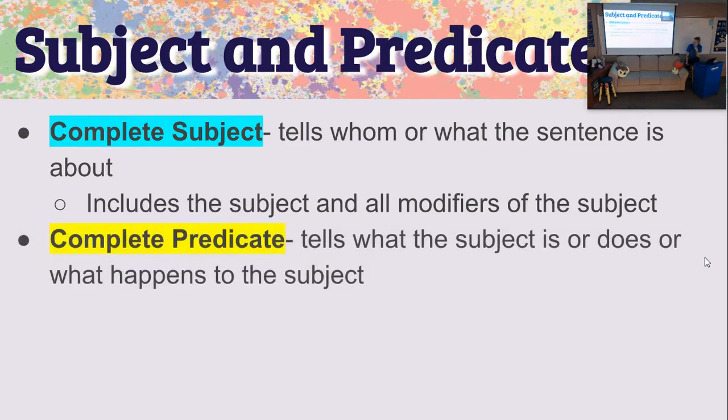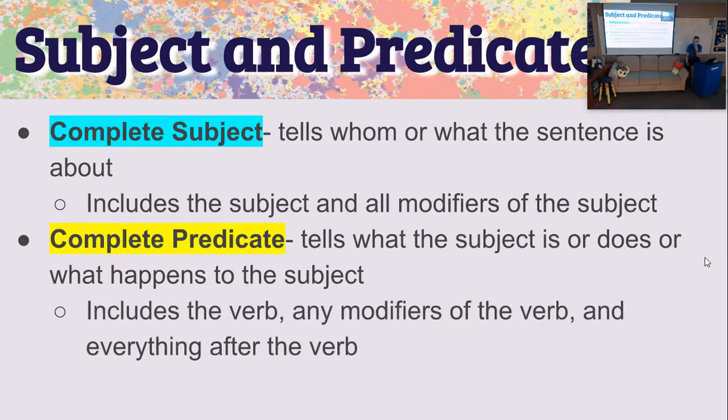And then we have this thing called the predicate. And the predicate is pretty much everything else in the sentence. So it tells what the subject is or does or what happens to the subject. So it's going to be the verb of the sentence, and then any modifiers of the verb, any adverbs, and everything after the verb too.